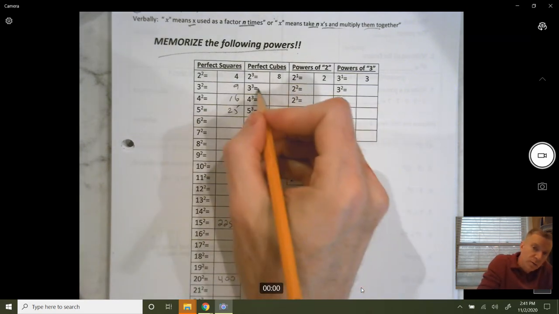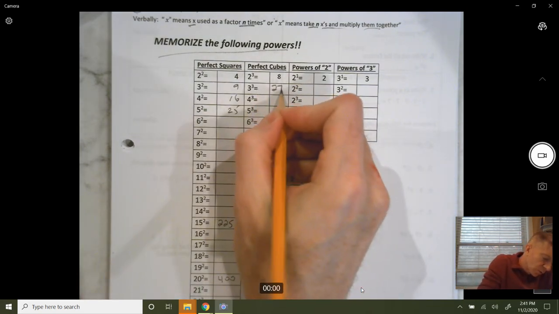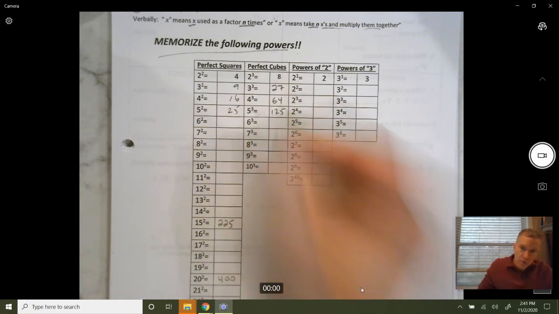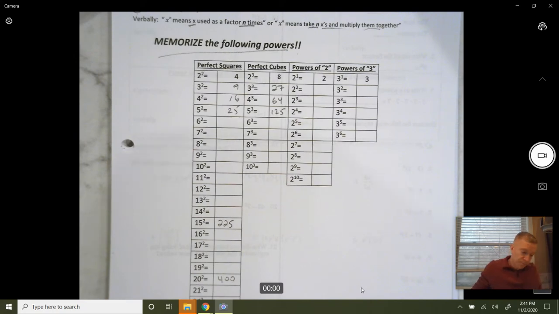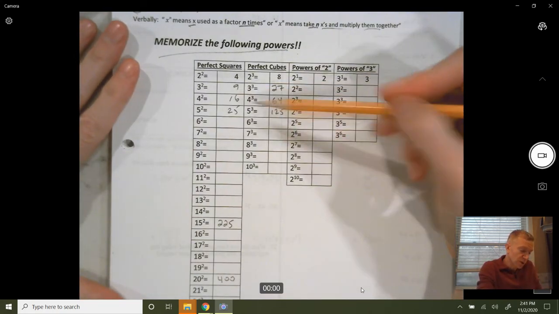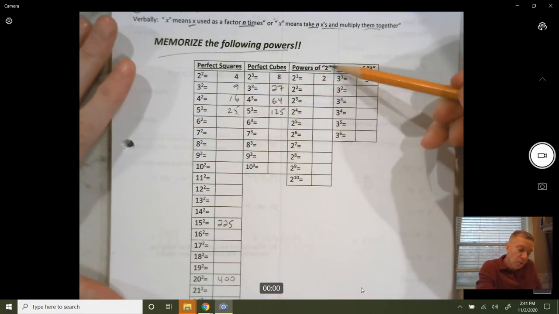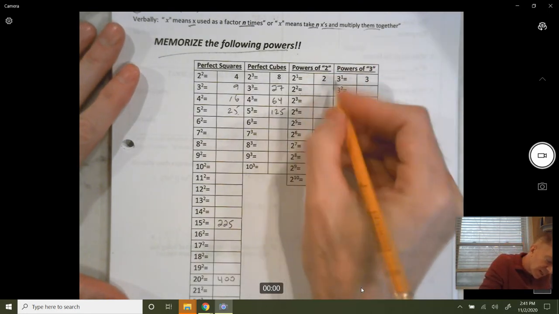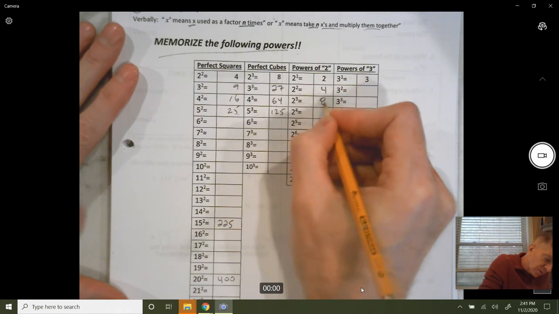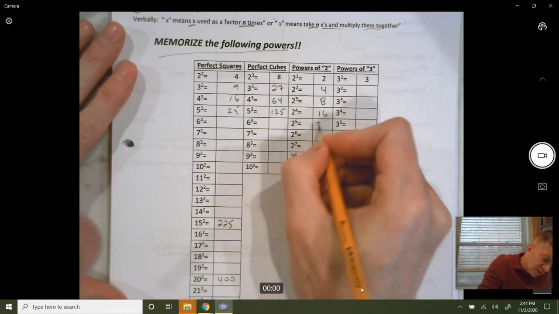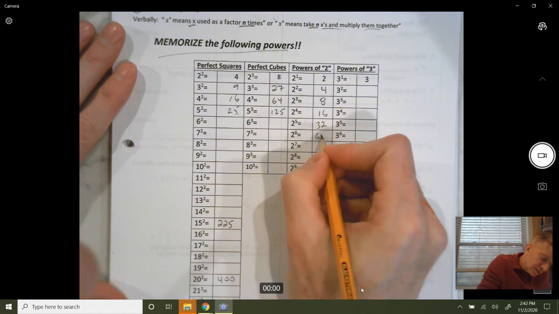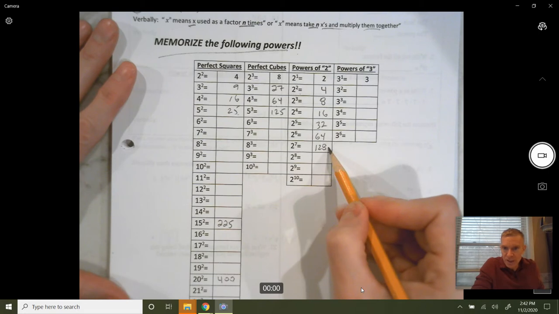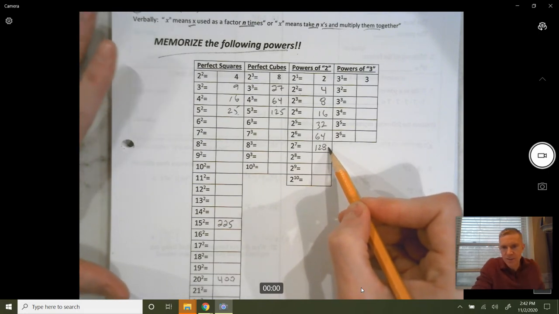Perfect cubes as well. 3 cubed is 27, 4 cubed is 64, 5 cubed is 125, and so on. Fill these out and familiarize yourselves with the perfect squares and the perfect cubes. Now, these are powers of 2. So powers of 2, 2 to the 1st, 2 to the 2nd, 2 to the 3rd, 2 to the 4th, 2 to the 5th, 2 to the 6th, 2 to the 7th, 128, and so on. When you see the number 128, it's going to be helpful to recognize that that's 2 to the 7th.